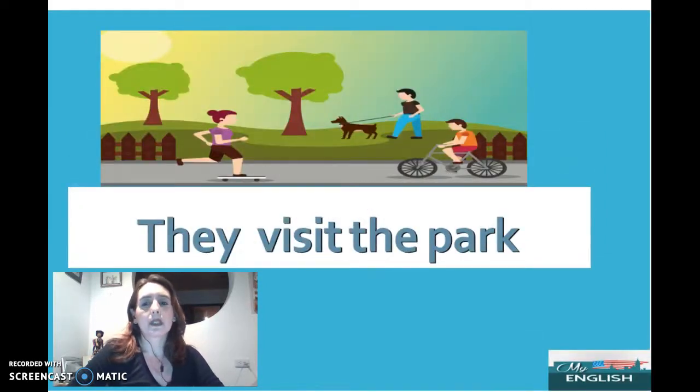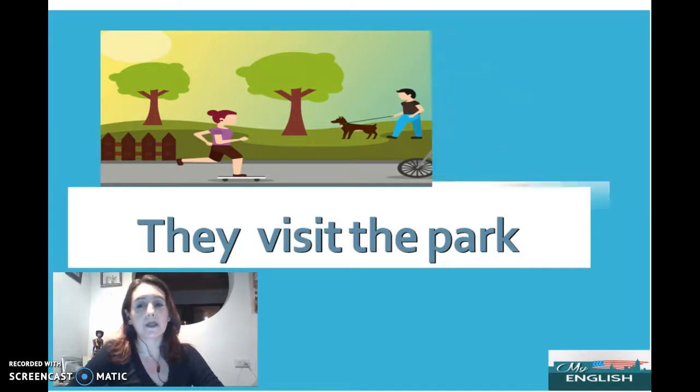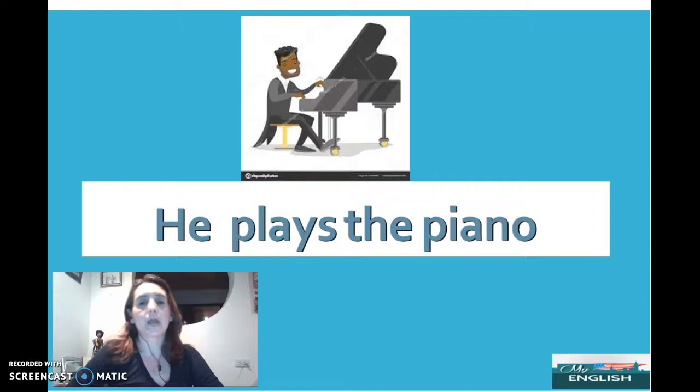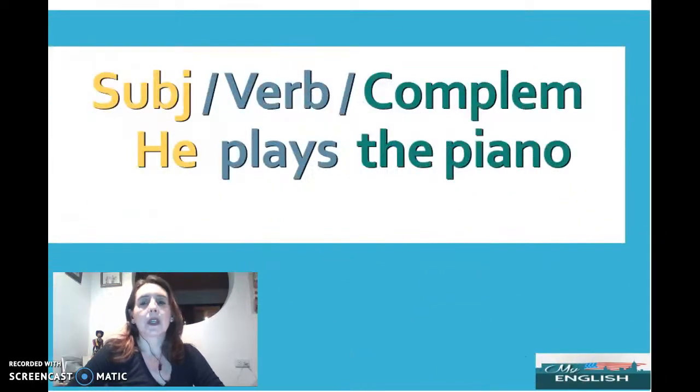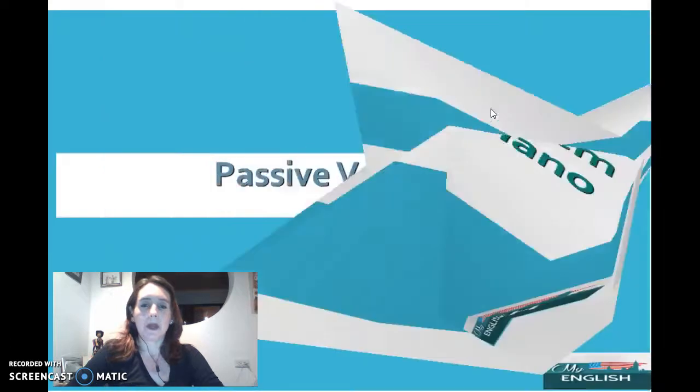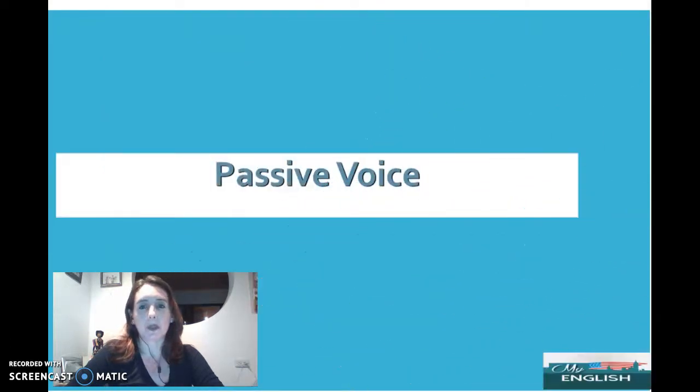Now, if we look at this sentence, for example, we say, they visit the park. This is an active sentence. He plays the piano. Again, this is an active sentence. Now, an active sentence is characterized by a subject, a verb, and a complement. So we're going to find somebody who does an action, and finally, we're going to have a complement. He plays the piano, for example, as we mentioned before.